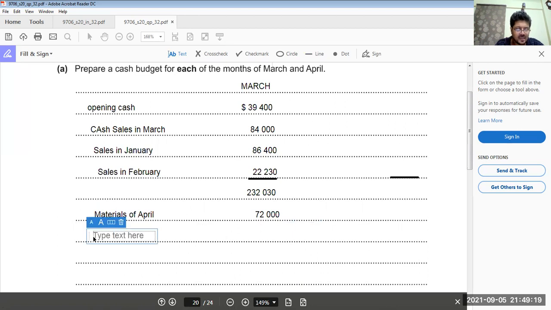Now come to wages. We will pay wages. We are paying 80% in the month of production because we are producing for April and March actually. So 3,000 units multiplied by $28, we get 84,000 total payments, out of which 80% will be paid. That is 67,200 is going to be paid for April wages. Done. Okay. And we have to pay for the wages of March also.